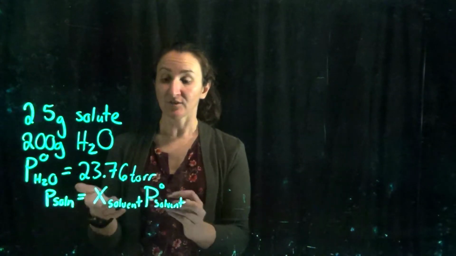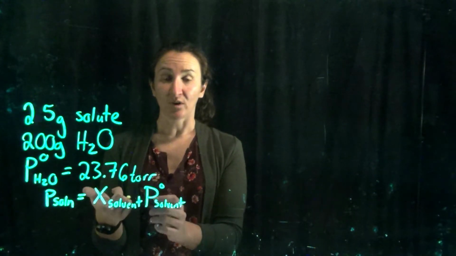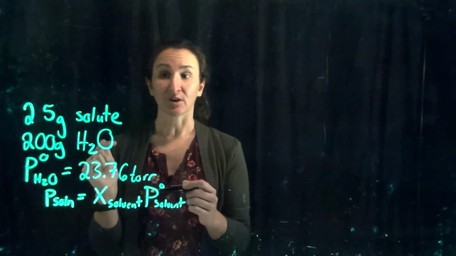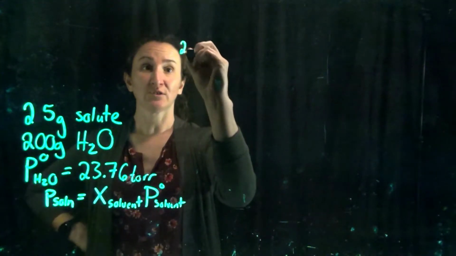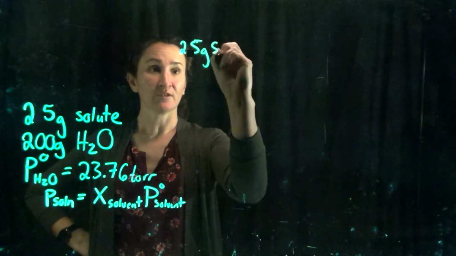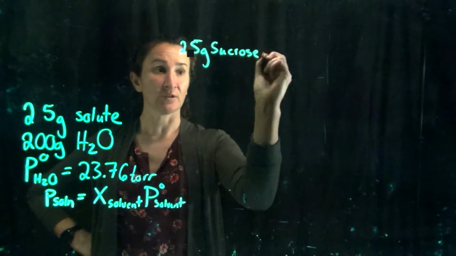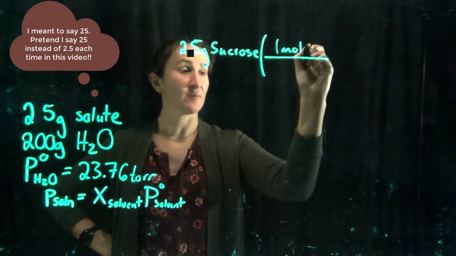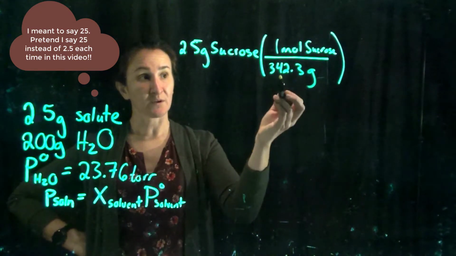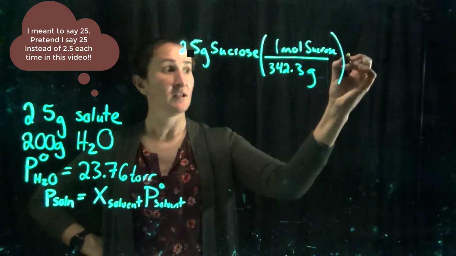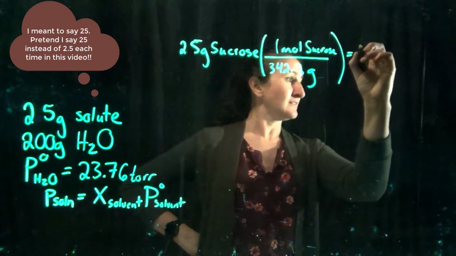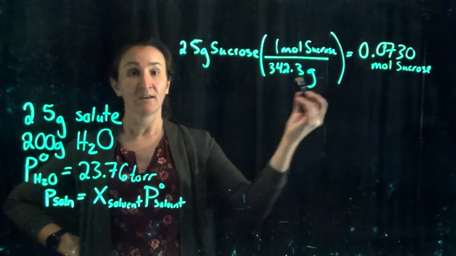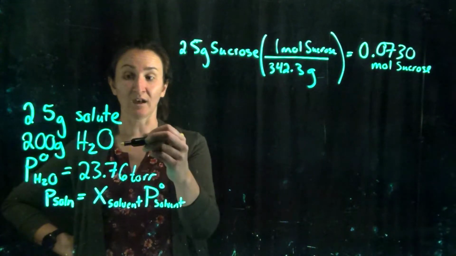So to solve this, you're going to need your mole fraction. What do you need for mole fraction? You need to be able to convert everything into moles. So let's start out with that. We're going to start out with 2.5 grams of sucrose, our first solute, and the molecular weight is given to you in the problem. The molecular weight is 342.3 grams per mole. Divide this and you get 0.0730 moles of sucrose. For the mole fraction, you also need the moles of your water.